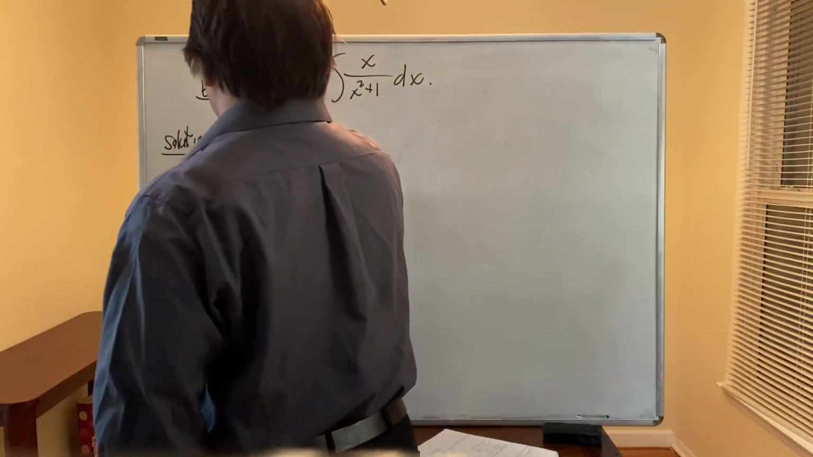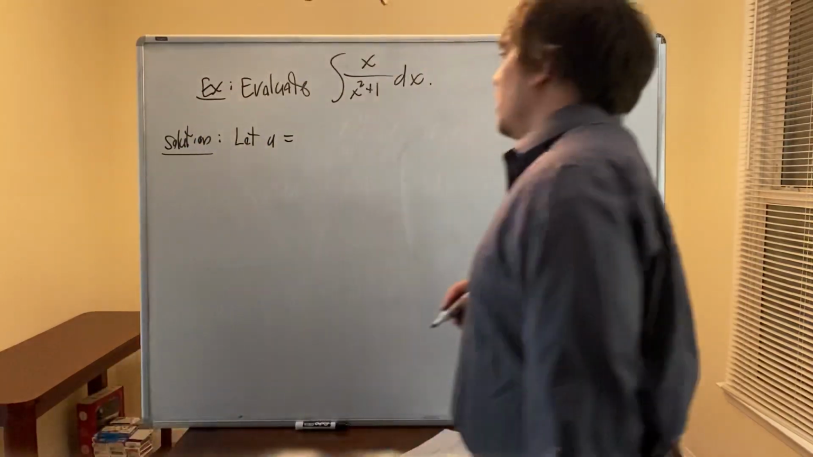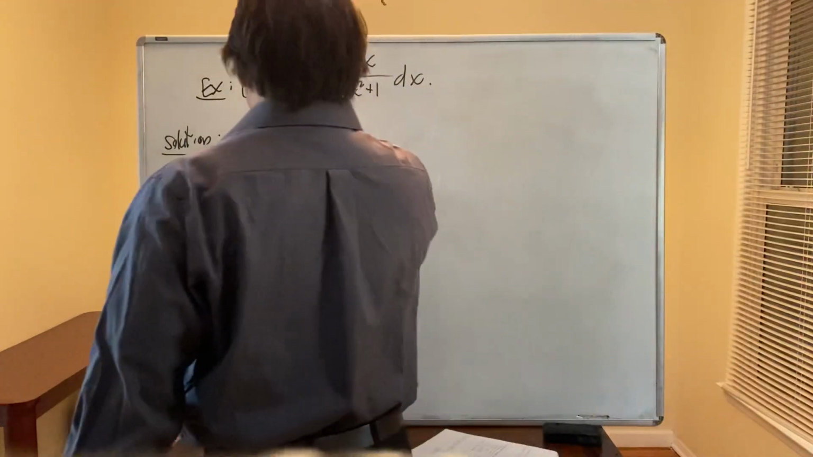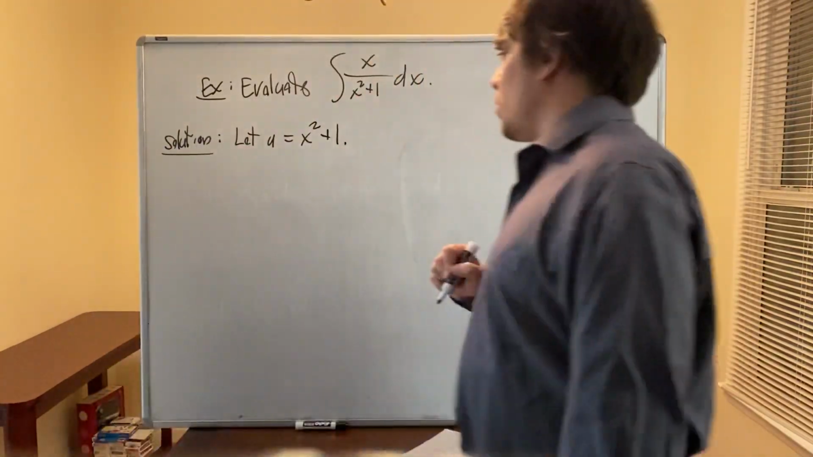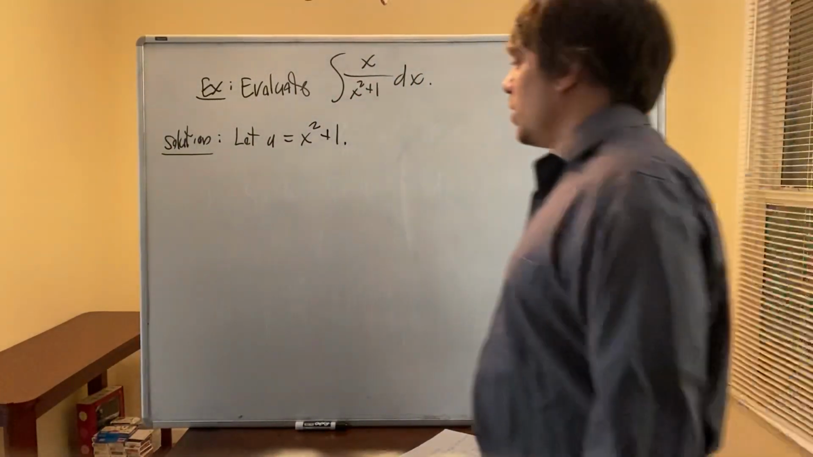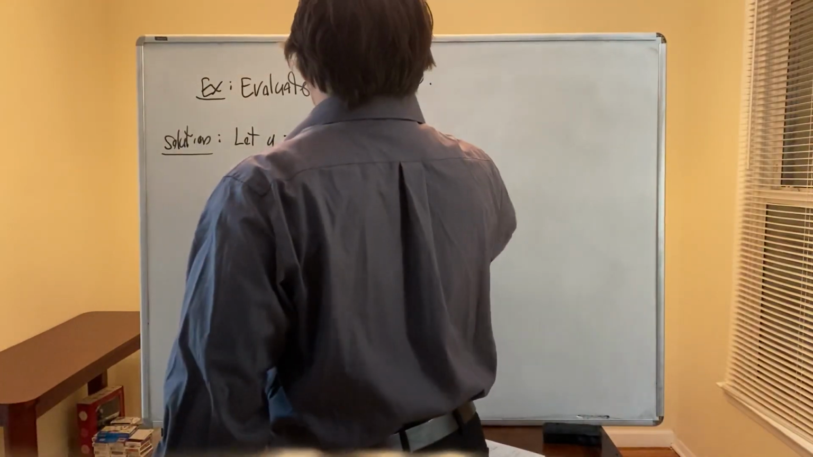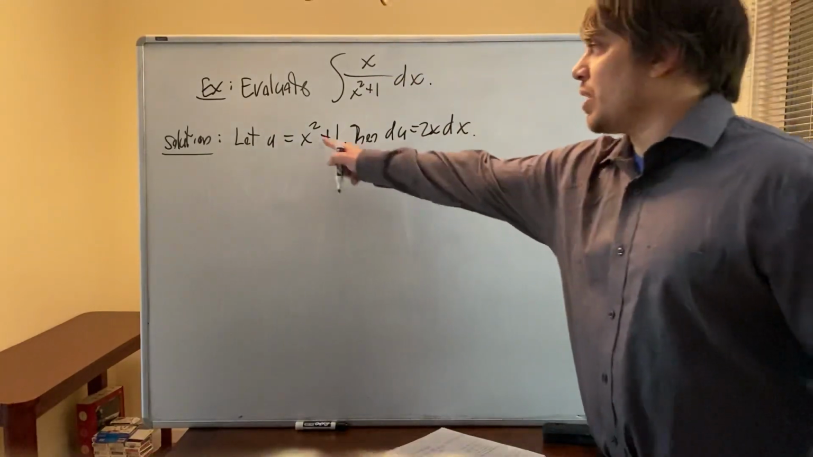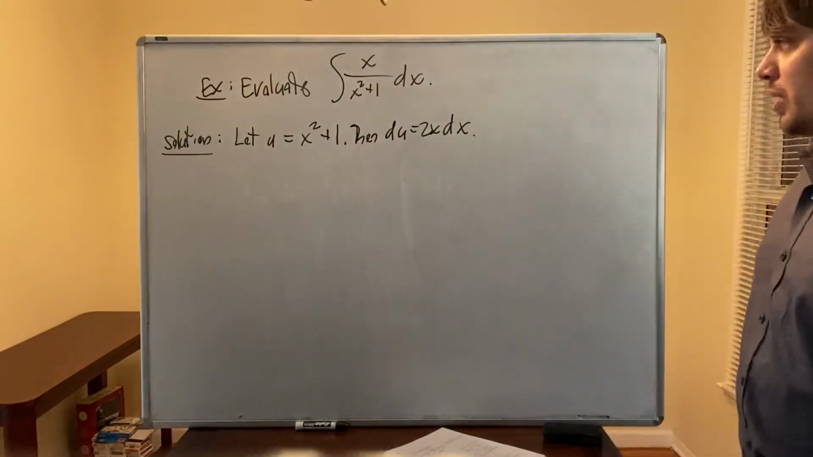I'm going to let u be the weirdest thing here in the integrand function. The weirdest thing is the x squared plus 1 in the denominator. So let u equal x squared plus 1, which is a fairly simple expression for u. Then du is equal to 2x dx. Right, the derivative of x squared plus 1 is 2x, and then dx.